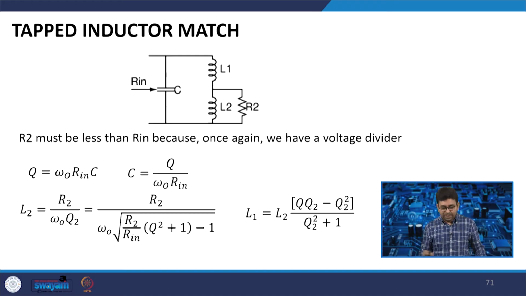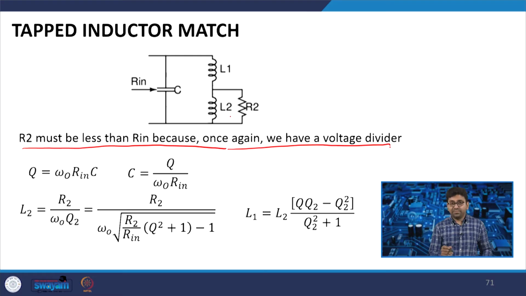In this, the inductors are tapped. So, there are two inductors and one capacitor, and R2 is the resistance. Here R2 must be less than R in, because once again we have a voltage divider. Same as the tapped capacitor, it is a voltage division. We can directly find the value of C by using this equation, and L2, the only difference here is R2 by omega naught Q2. So, we just need to write the value of Q2 that is already derived, and L can also be written in terms of L2.